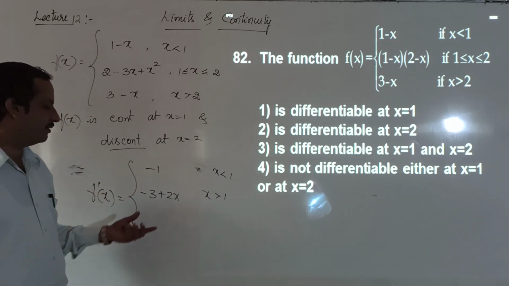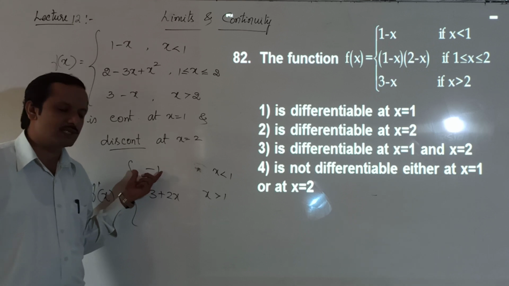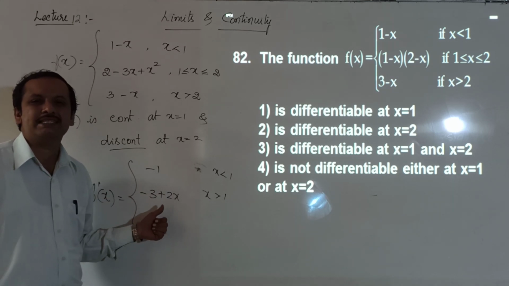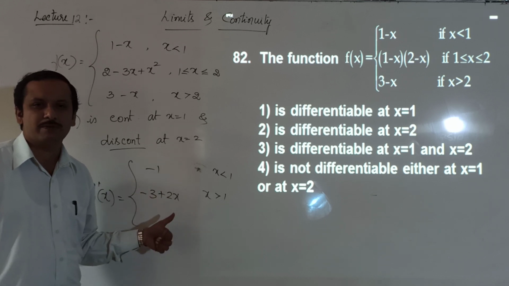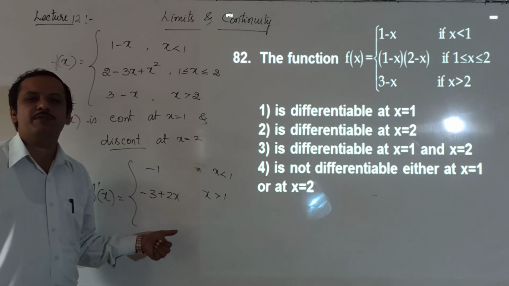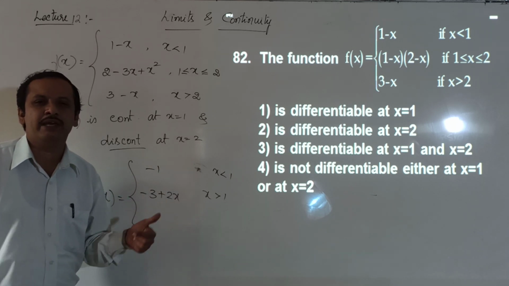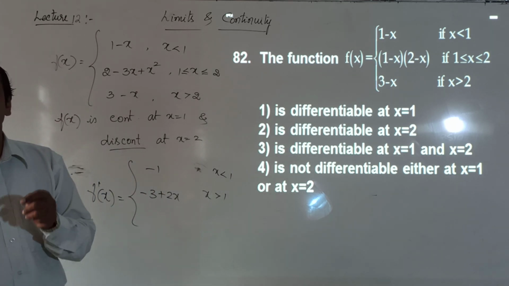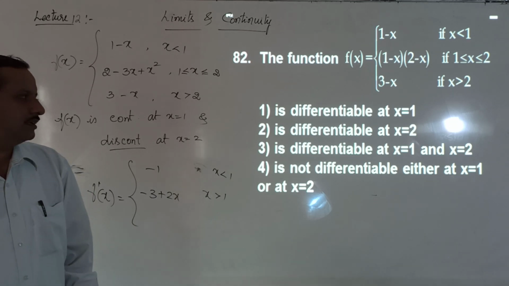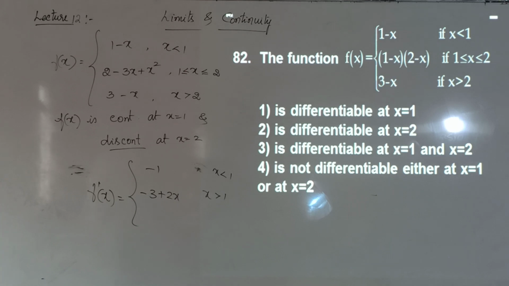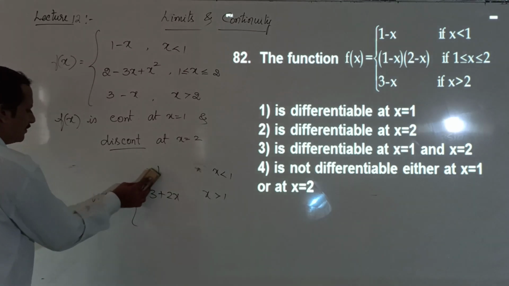So put x equal to 1. When I put x equal to 1, here it is minus 1 itself. Here if I put x equal to 1, what am I going to get? Minus 3 plus 2, which will give you minus 1. So from this we observe that left hand derivative is minus 1, right hand derivative is also minus 1. Hence the function is differentiable at x equal to 1. So the answer is differentiable at x equal to 1. This is one way of solving this problem.